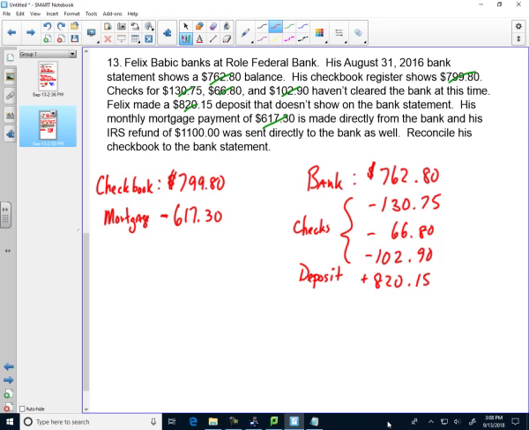And let's see, his IRS refund was sent directly to the bank as well. So which side does not know about that? The checkbook, and it's a refund, so that gets to be a positive, doesn't it? If I get enough zeros in there. All right, have we accounted for all the numbers? I think so. So now we can add them up, see what we get.